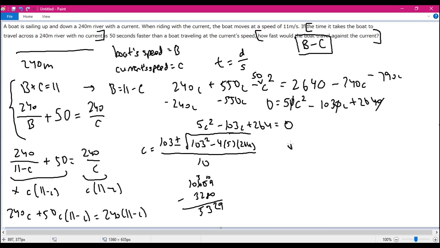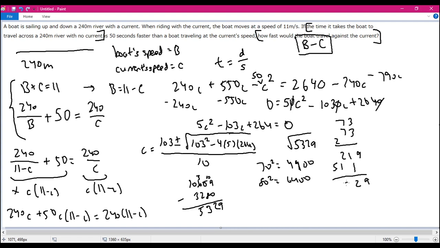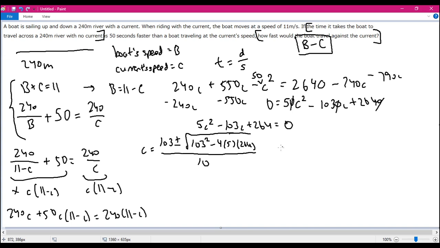So now we must find the square root of 5329. We see that 70 squared, 7 times 7 is 49, there's 2 zeros. 80 squared is 8 times 8 is 64. It's in between there. It ends in a 9, and we know 3 squared is 9, so we can try 73 squared. 3 times 3 is 9, 7 times 3 is 21, that's 21 again, and 7 times 7 is 49, plus 2 is 51. And we see indeed that it is 5329. So this equals 73. Okay, which means we have 103 plus or minus 73 over 10.